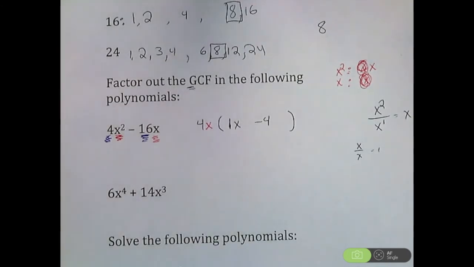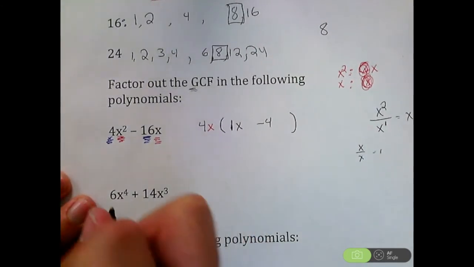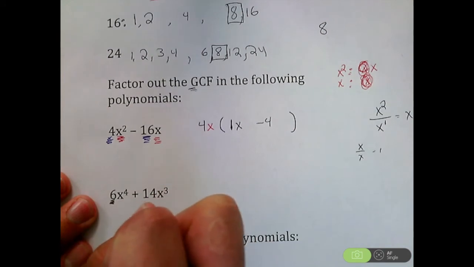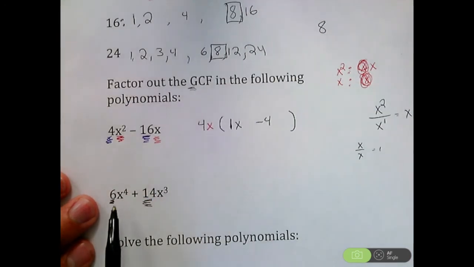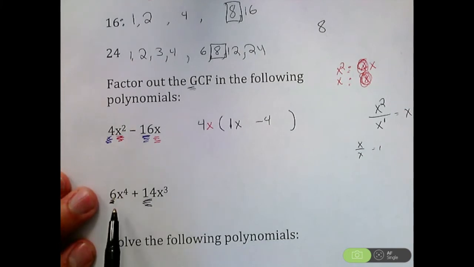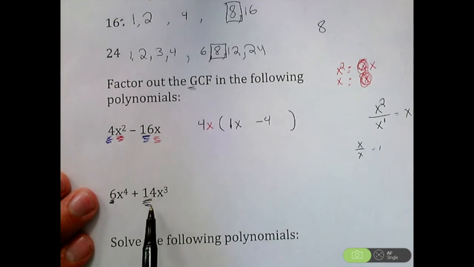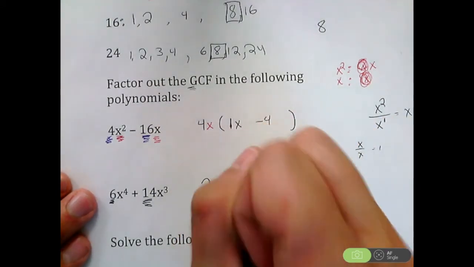Looking for the largest number that can divide into 6 that could also divide into 14. Sorry, I said 16, I meant 6. 6 can be divided by 6, but can I take 14 divided by 6? No. So let's think of the next highest number that divides 6. What about 3? 6 can be divided by 3, but can 14 be divided by 3? No. So the next number, 2. 6 can be divided by 2. Can 14 be divided by 2? Yes. So I'm going to put a 2 out here.